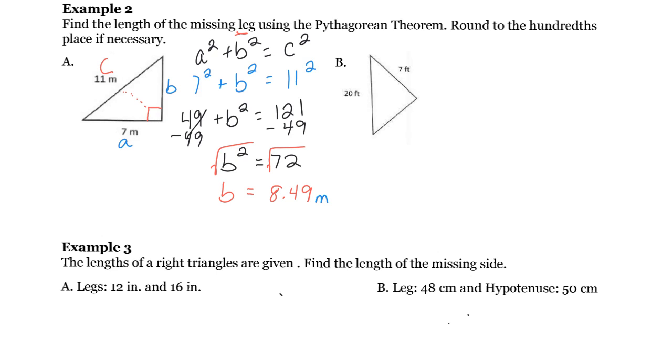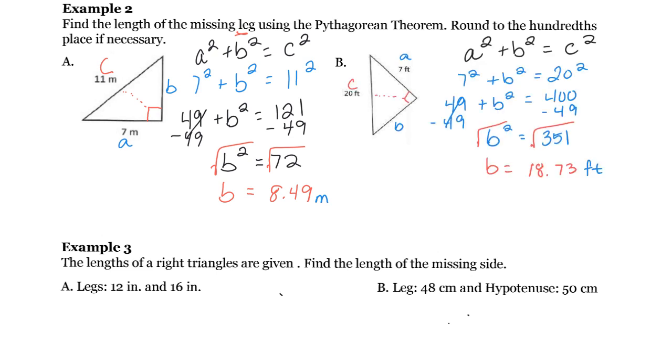All right, so I want you to try letter B on your own now. So pause the video, try B, and then check your answer when you're done. All right, so hopefully you got 18.73 feet. If you didn't, check your work against mine. If you did, let's keep on going.